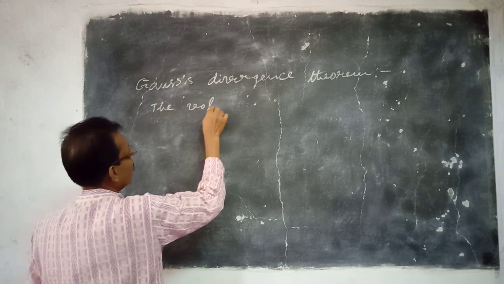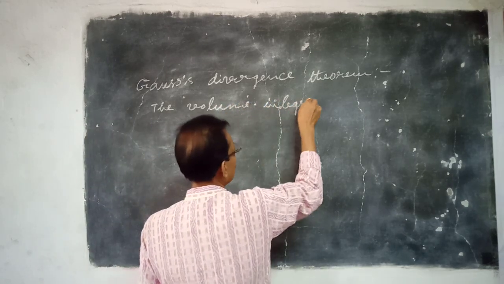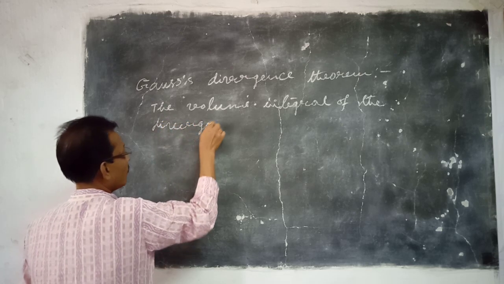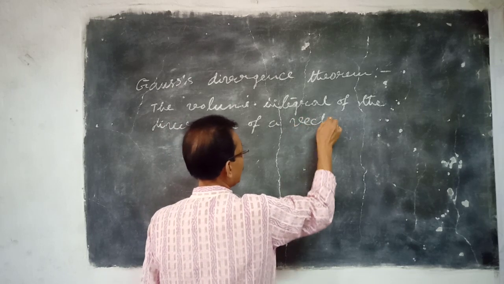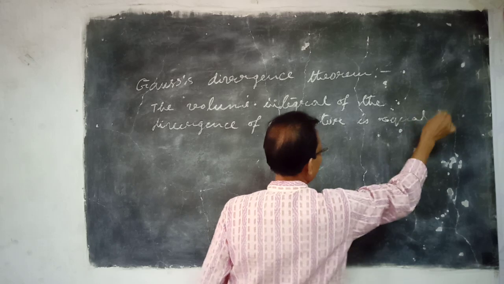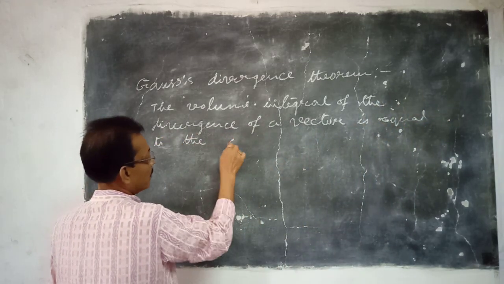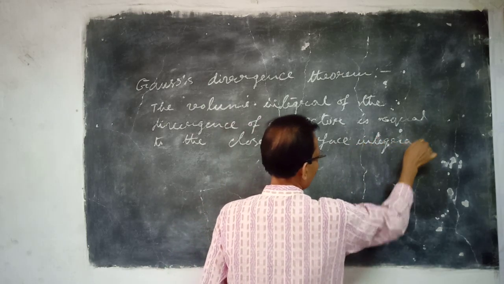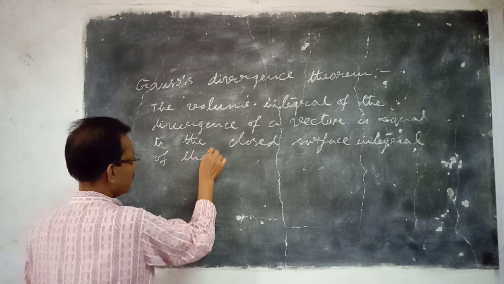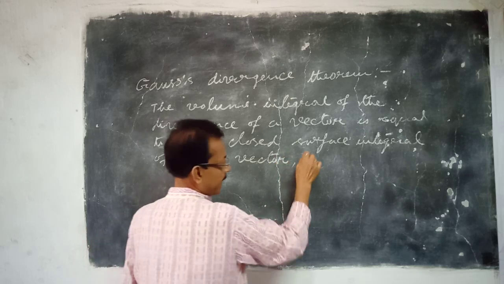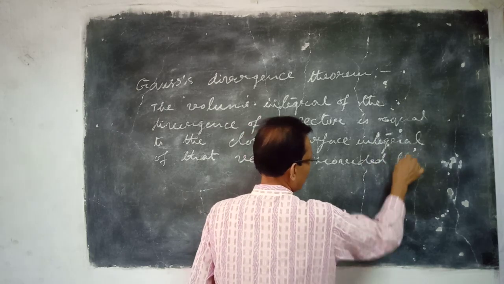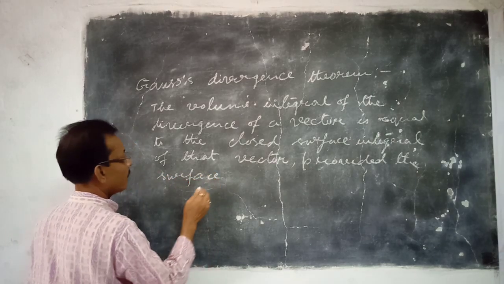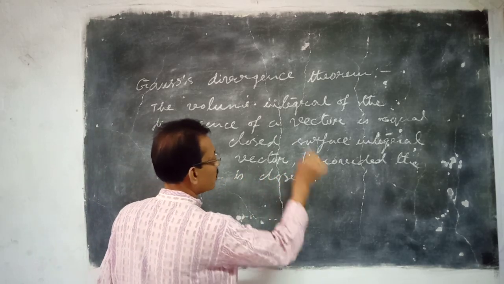the volume integral of the divergence of a vector is equal to the closed surface integral of that vector, provided the surface is closed. This is the statement.